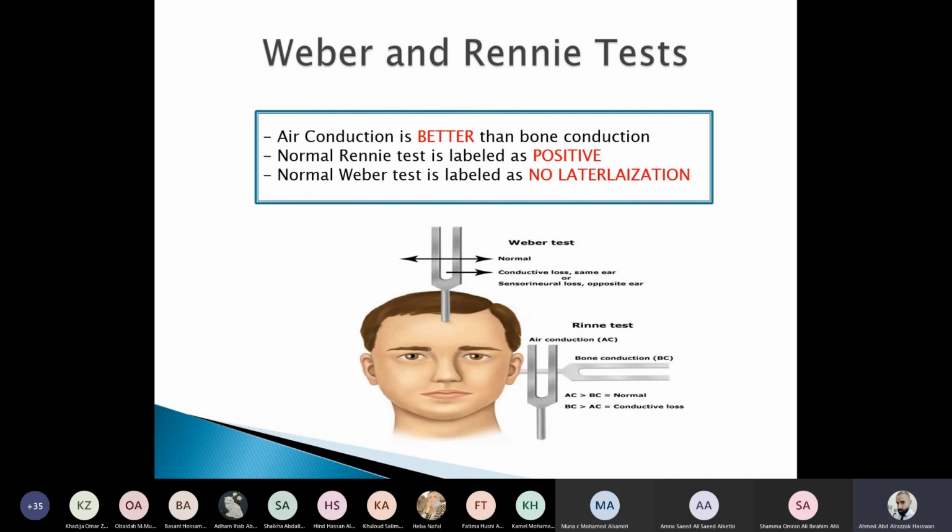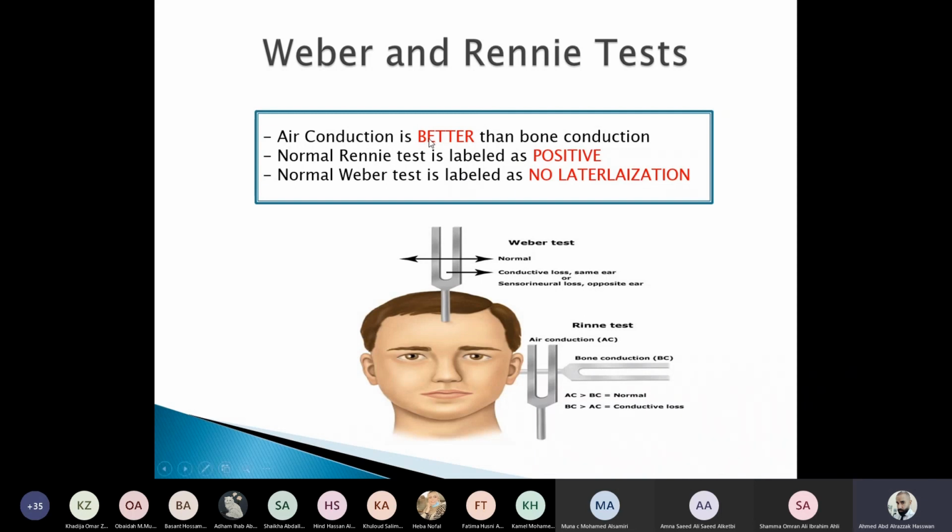Usually our apparatus, which is the ear, is designed in a way that air conduction should be better than bone conduction. If the sound is traveling through the air, it should be louder and better than if it's traveling through the bone. Because through the air, it immediately goes to the tympanic membrane, then to the ossicles, then to the inner ear and the 8th cranial nerve. So this is the rule: air conduction is better than bone conduction.